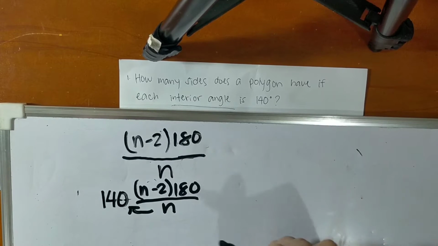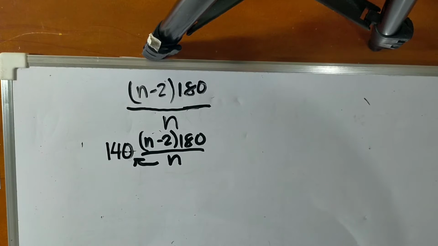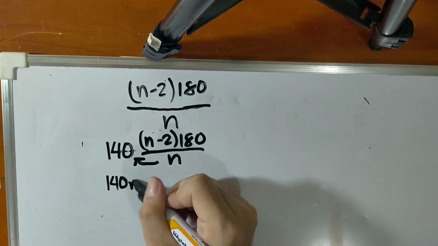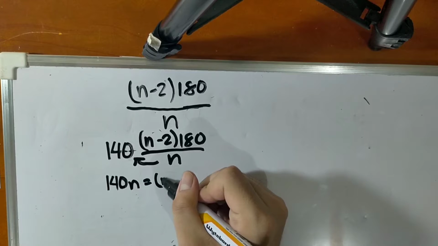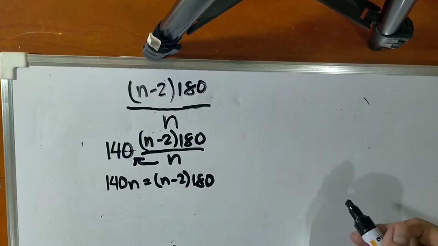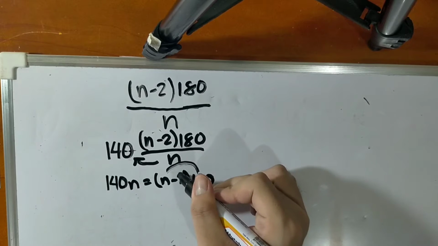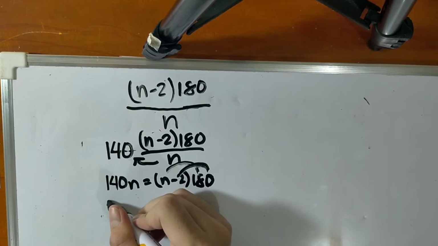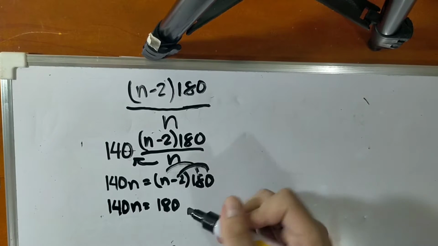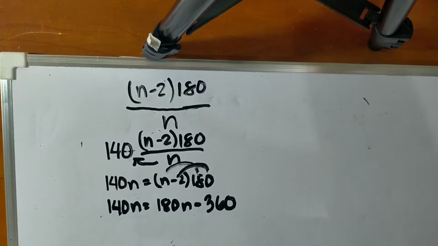Then the next step is to cross multiply. Automatically 140 already has a denominator of 1. So we need to transfer n to the other side, so that will be 140n equals (n minus 2) times 180. Multiplying n minus 2 by 180, the result will be 140n equals 180n minus 360.